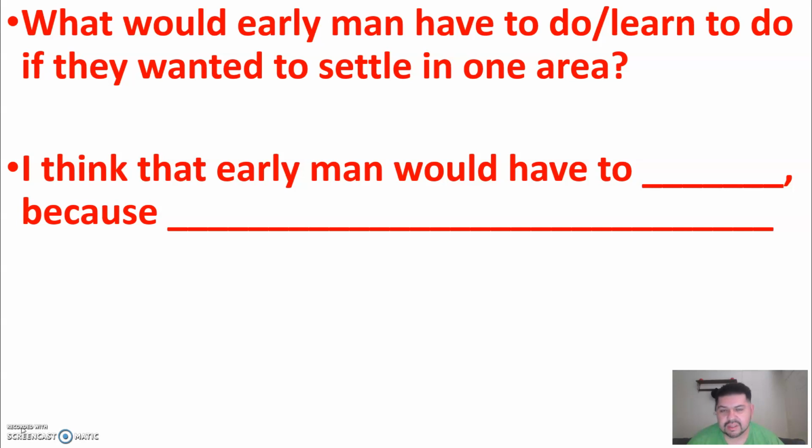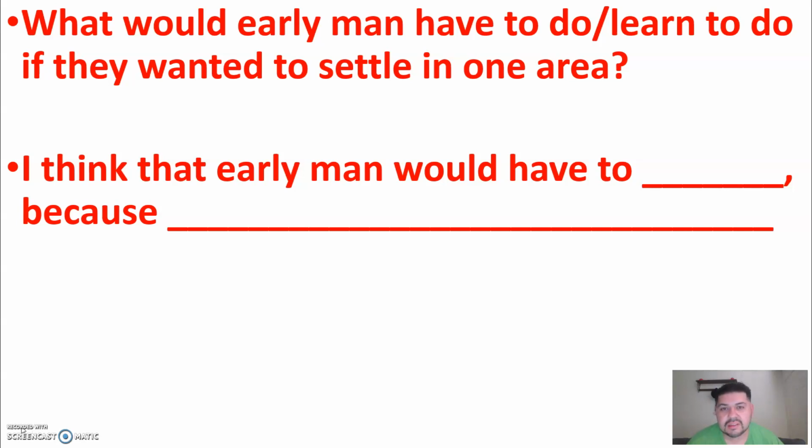All right. Now I understand some people want to start off this question with like "because" or things like that. So to help you learn the right structure in English, I put this writing prompt on there for you. I think that early man would have to what? What do you think that they would have to learn to do? Because, and then give your response.